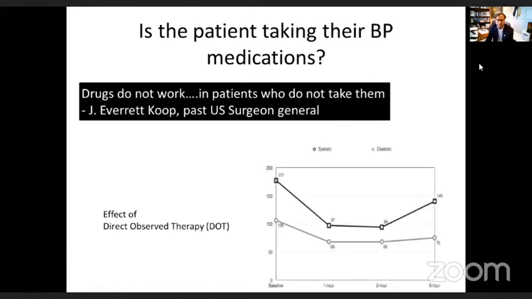And what we did in a patient, she was on 8 medications, and blood pressure was still high, 170 over 106.